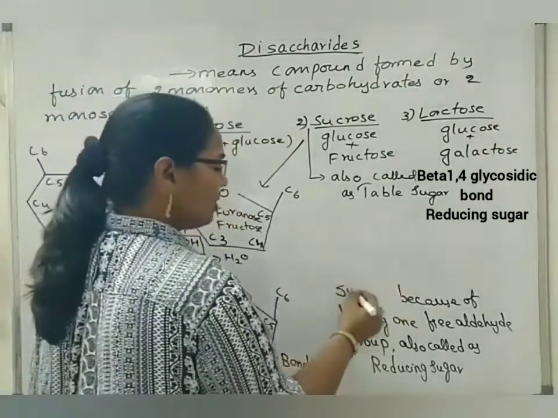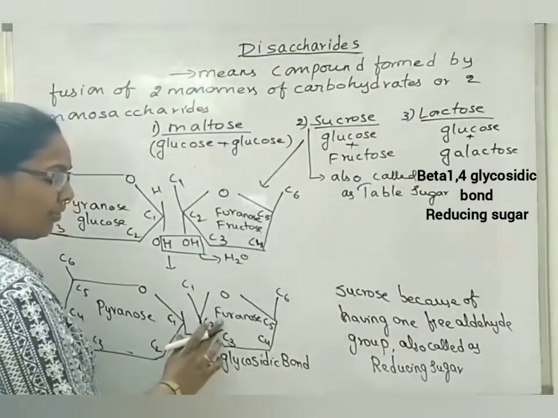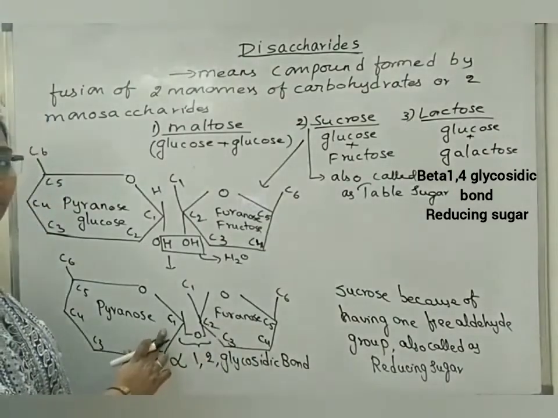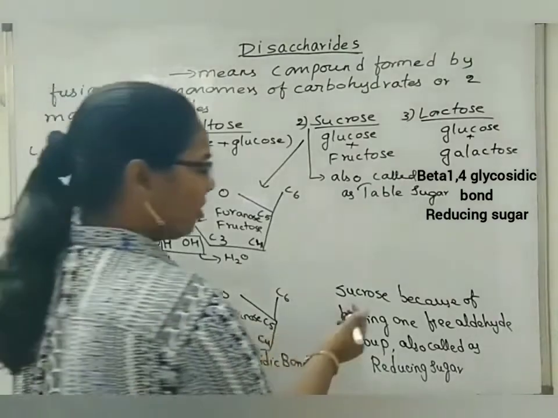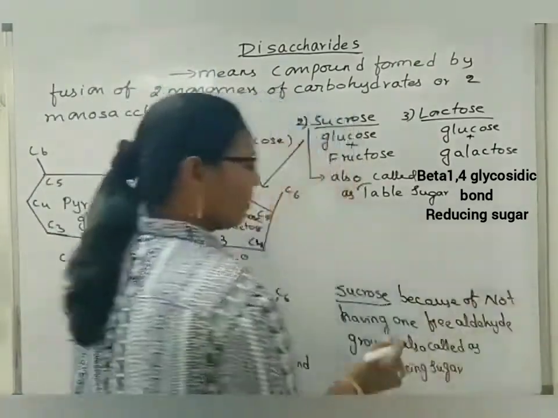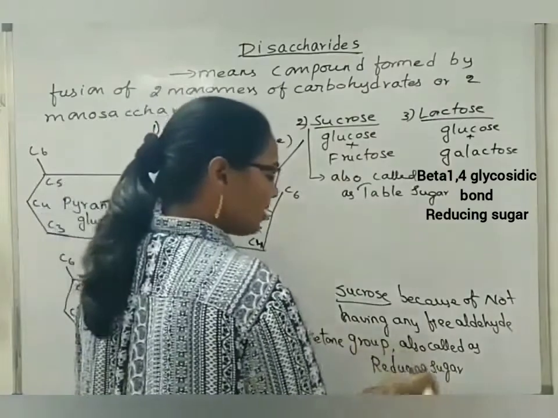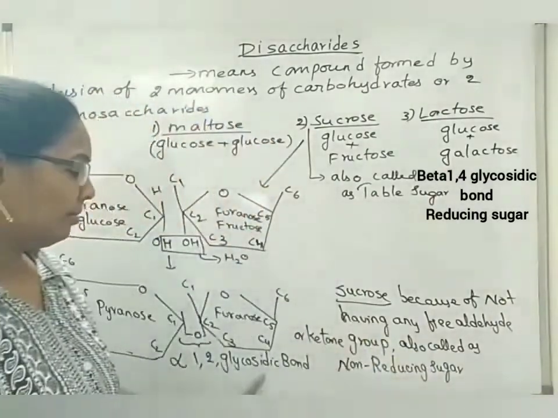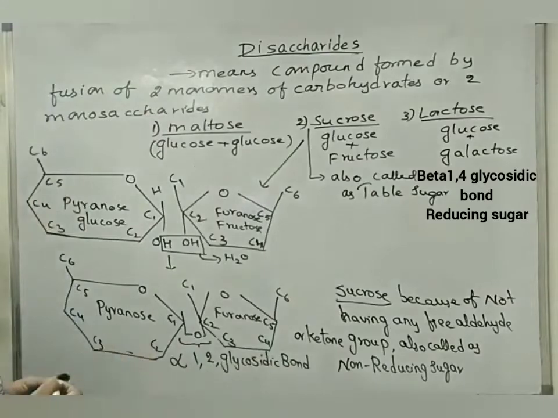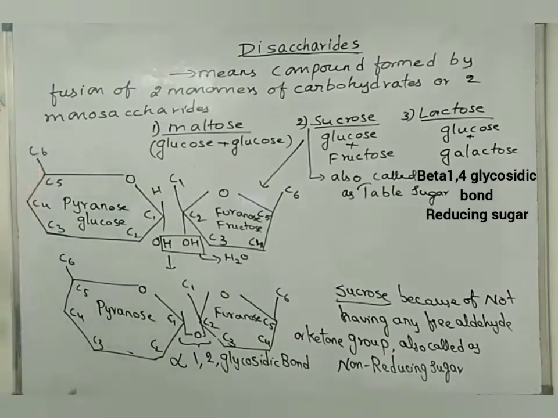Now, sucrose does not have any free aldehyde or free ketone group, because in fructose the ketone group exists on carbon 2, and in glucose the free aldehyde group exists on carbon 1. Both are fused, giving us a complete disaccharide, sucrose. Because it has no free aldehyde or ketone group, it is also called a non-reducing sugar, since there are no free ends to bind with another type of molecule. So sucrose is a non-reducing sugar, but maltose is termed a reducing sugar. So this is about sucrose.